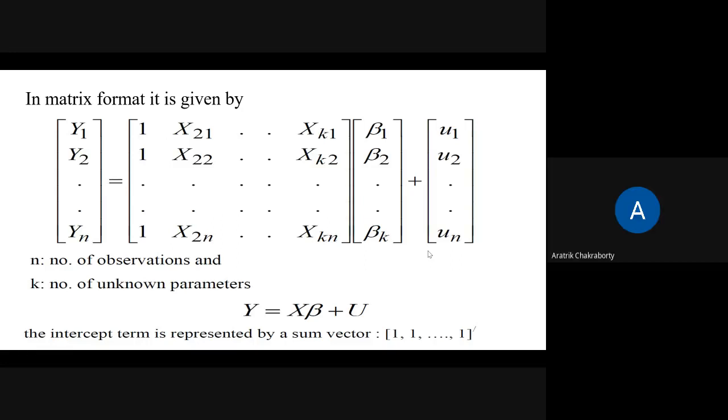Ma'am, if we take expectation of that capital U matrix, so we'll get an n cross 1 column vector with each value equal to 0, right?